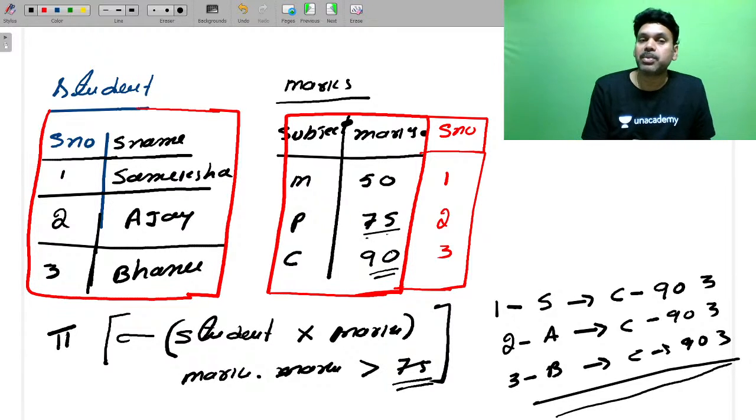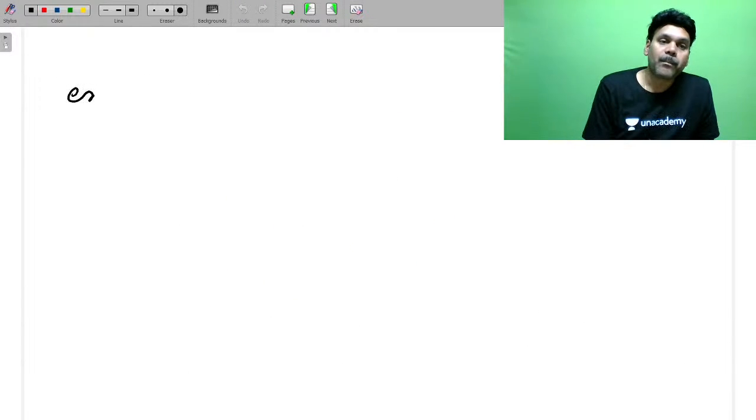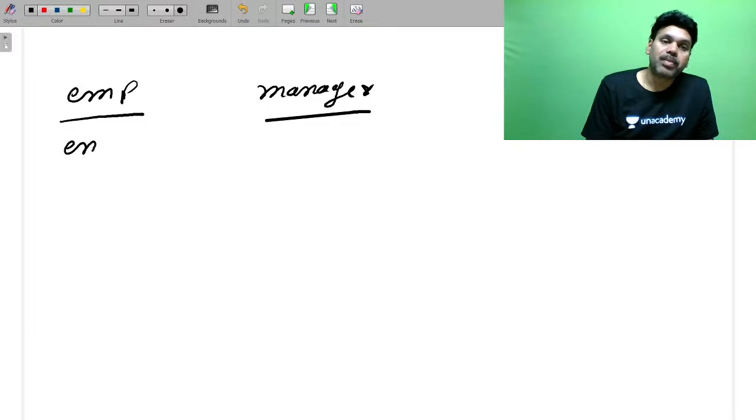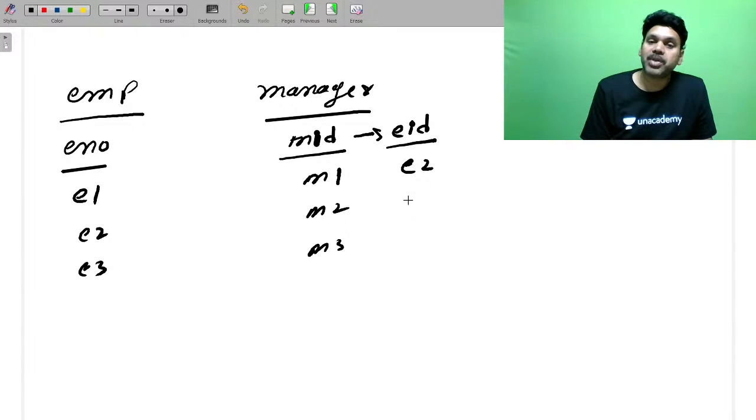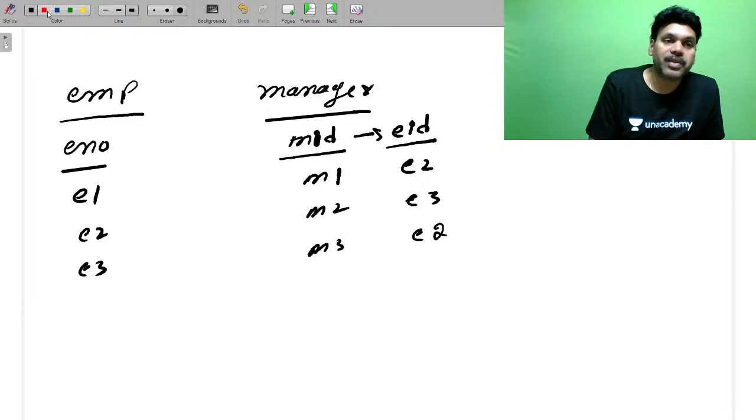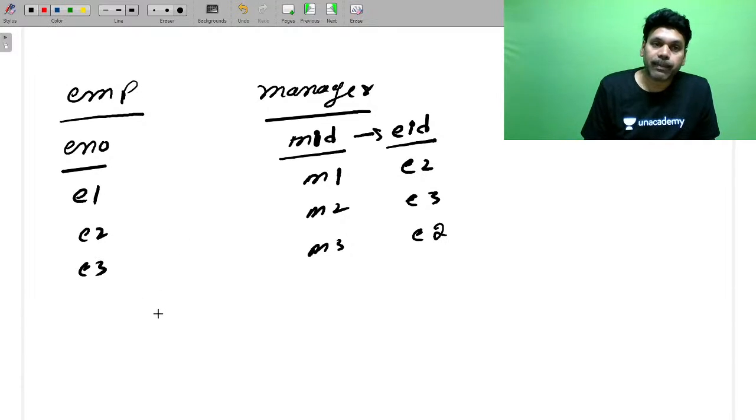So likewise you can take one more example. I say employee with the managers. So employee number E1, E2, E3. Manager ID is M1, M2, M3. And these managers are allocated to employees. M1 is allocated to E2, and M2 is allocated to E2, and M3 is allocated to E3, and M3 is allocated to E2. Now you listen. I'm writing a query. You tell me what is the output. So I say employee cross manager first.